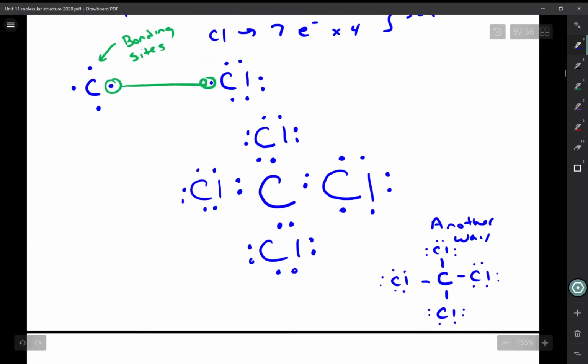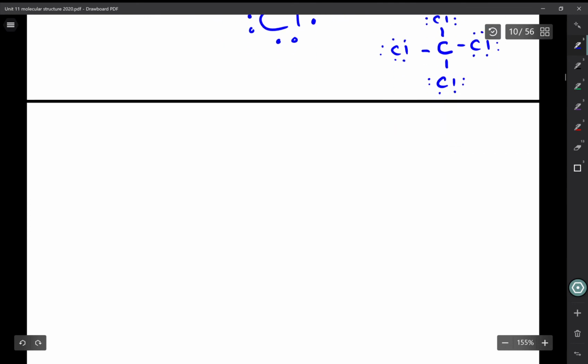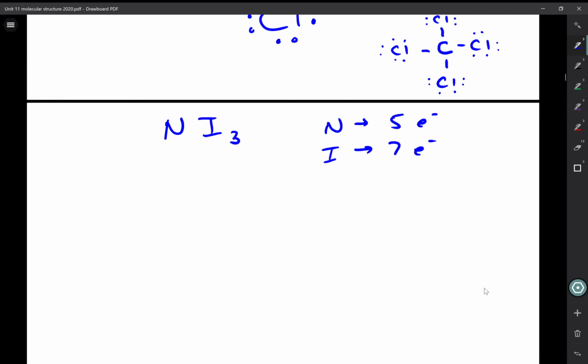All right, let's do another example here. We'll do nitrogen triiodide. So nitrogen has 5 valence electrons. Iodine has 7 valence electrons. And you have 3 iodines here, so 7 times 3 is 21, plus 5 is 26 valence electrons. So our final compound has to have 26 electrons.